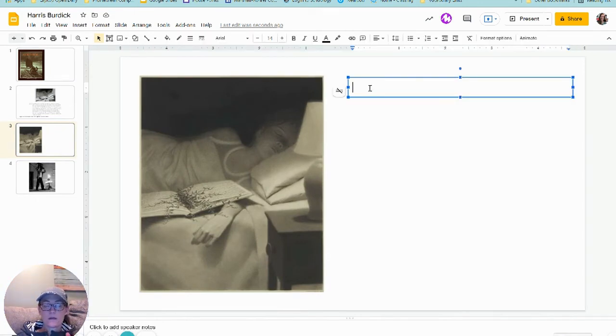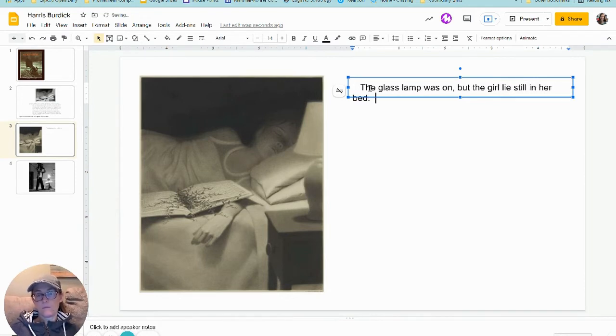So there you are. I'm going to start by trying to use a sentence to get the reader to imagine what is happening in the story. So I'm going to start with the thing that's working and doing what it's supposed to do, the lamp. Okay? I just realized I'm saying girl a lot. So the glass lamp is on, but the girl lies still in her bed. She had an open book next to her.